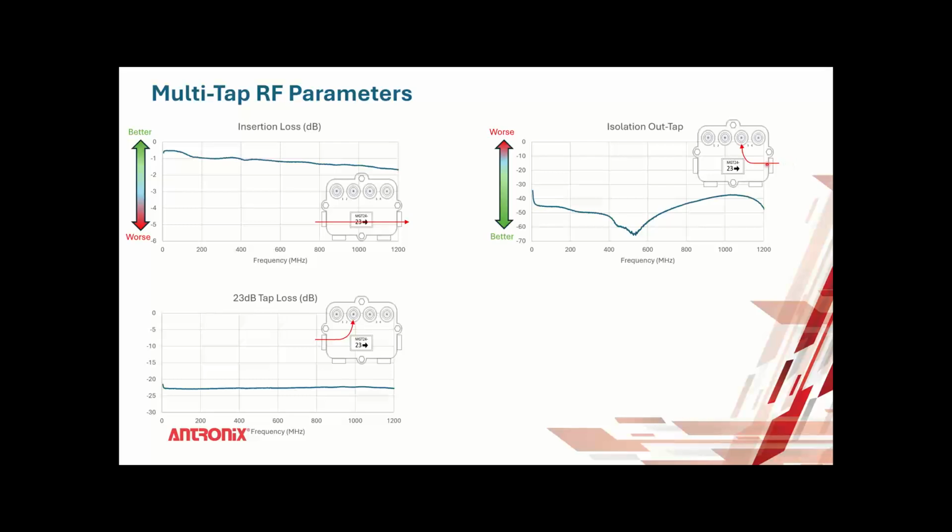So any signal level going through the output will have some small leakage going into the tap. We call this isolation from out to tap, and we want that to be high. That means we want good isolation. We don't want any signals from downstream cable modems to affect any cable modems connected to this tap. So the higher the isolation, the better to prevent that upstream interference.